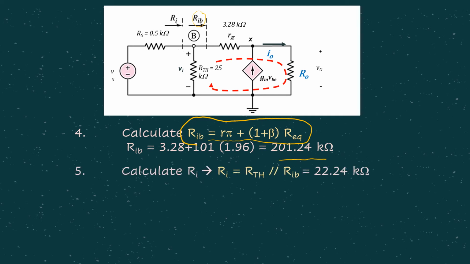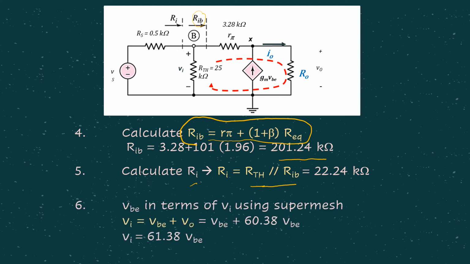Then step number 5, once we know the RIB value, obviously we can relate it to RI, our input resistance, where RI is actually RTH in parallel to RIB. Substitute everything, and you can get the value. Then step number 6, we try to relate VBE in terms of VI.